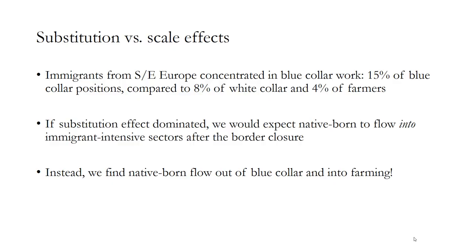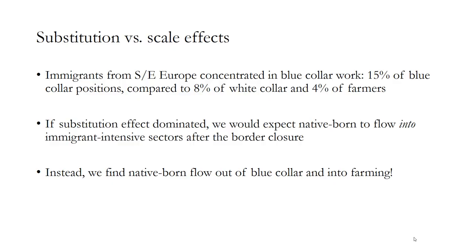But it's all the more so if we look within occupations, because the immigrants that were restricted by the policy were not evenly weighted across all of the occupational categories. What we see here is that the immigrants, especially from Southern and Eastern Europe, were concentrated in blue-collar work. So 15% of the blue-collar workforce was Southern and Eastern European and only 4% of the farm workforce.